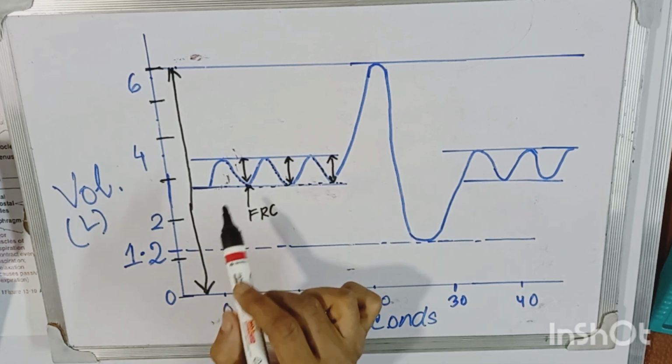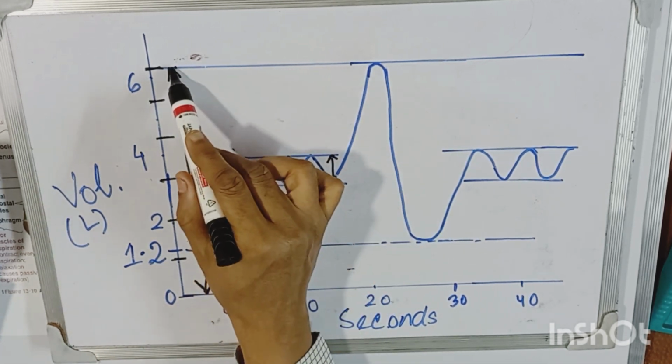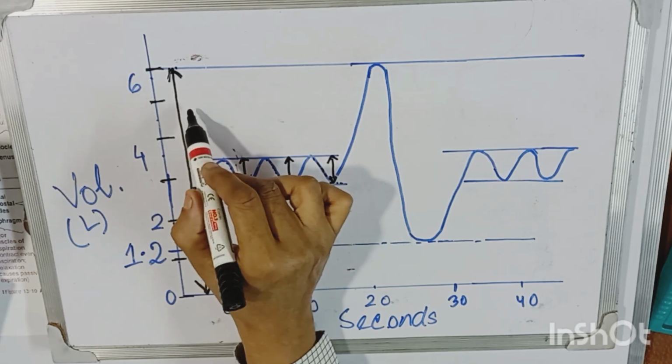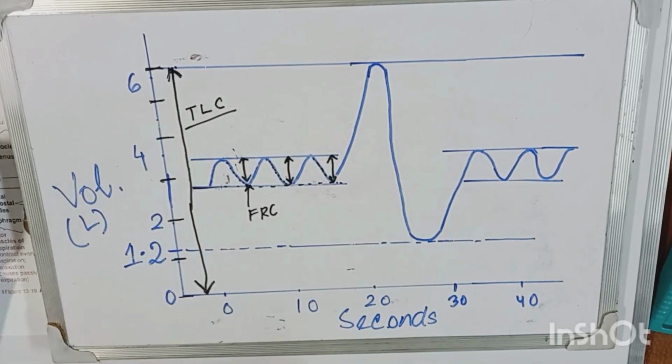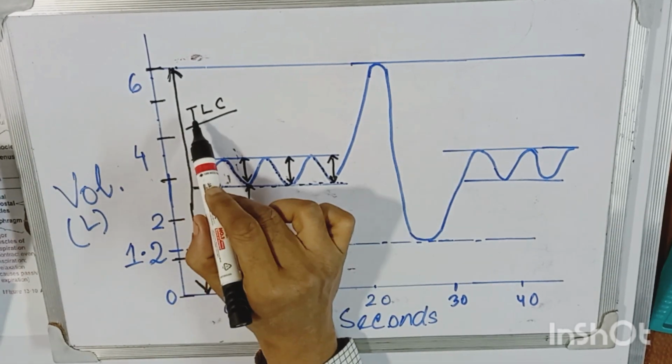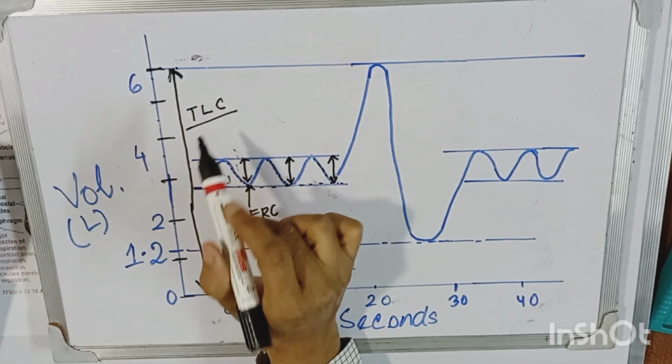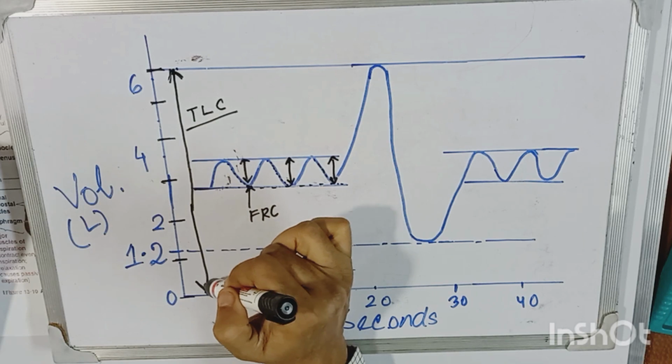So the whole lung, this total volume, is called TLC, total lung capacity. So this is around, say, 6 liters.